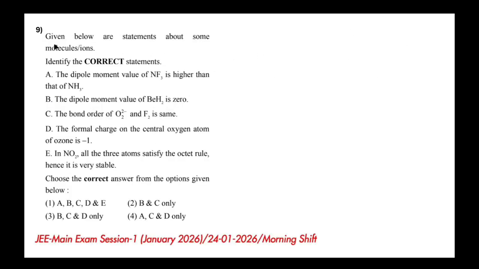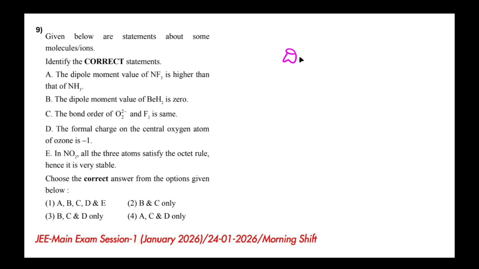The next question is, given below are statements about some molecules or ions. Identify the correct statements. A. The dipole moment value of NF3 is higher than that of NH3. B. The dipole moment value of BeH2 is 0. C. The bond order of O2 2- and F2 is same. D. The formal charge on the central oxygen atom in ozone is -1. E. In NO2 all the 3 atoms satisfy the octet rule, hence it is very stable. Choose the correct answer from the options given below.